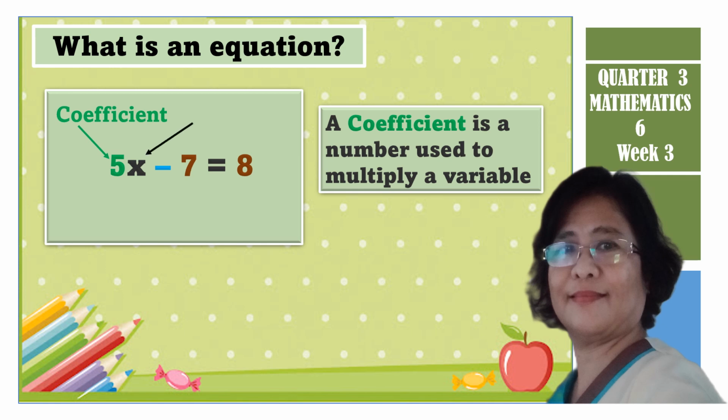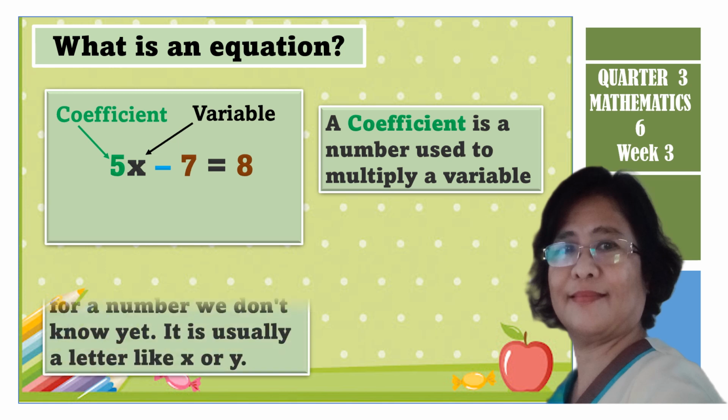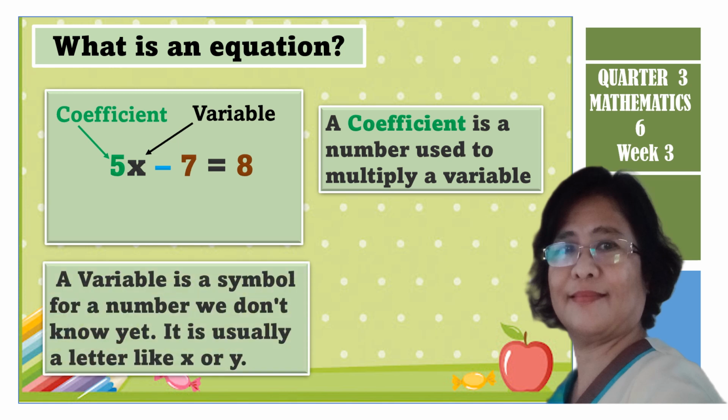X is an example of a variable. What is a variable? A variable is a symbol for a number we don't know yet. It is usually a letter like X or Y. It can also be represented by any letter of the alphabet.